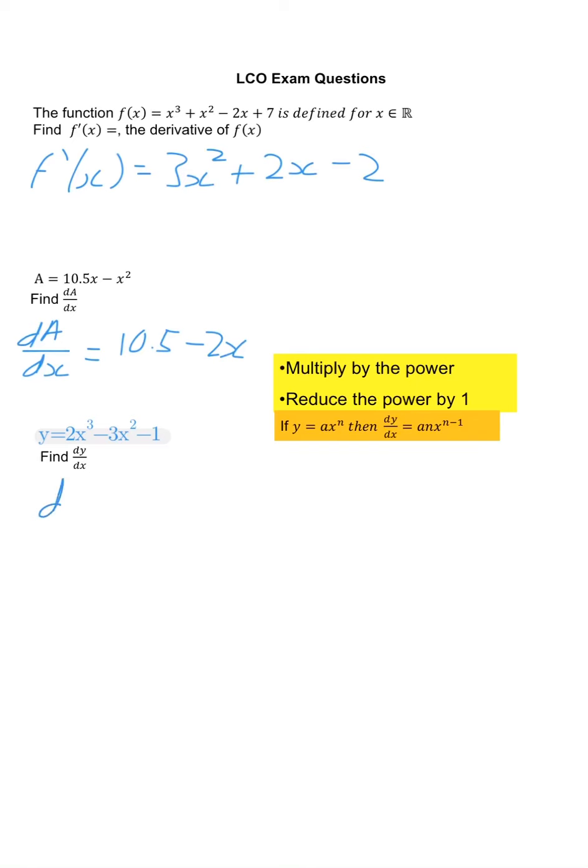Okay, last one then. So we have dy dx equals 3 times 2, so you're going to have 6x squared, minus now 2 times minus 3 would be minus 6. Reduce the power by 1, so we have 6x. Then the minus 1 just disappears. So we're left with 6x squared minus 6x.